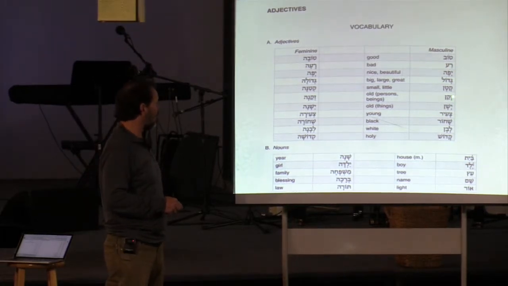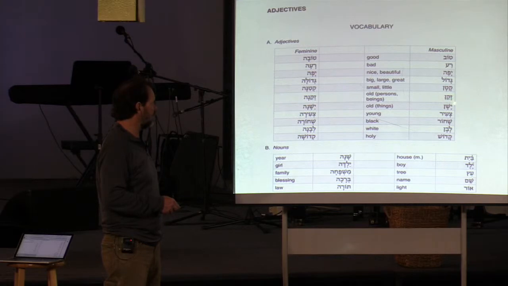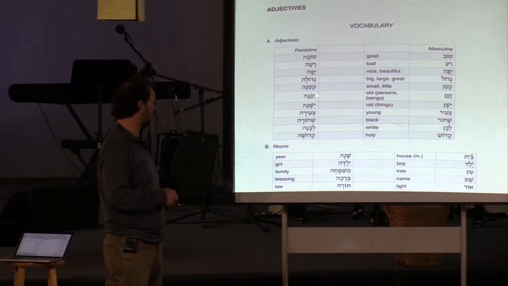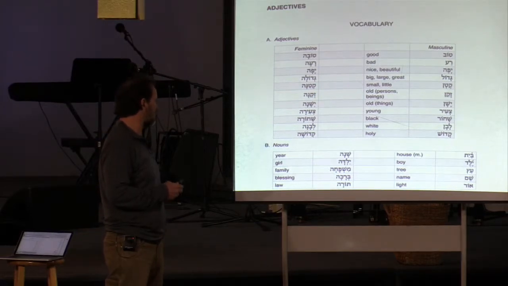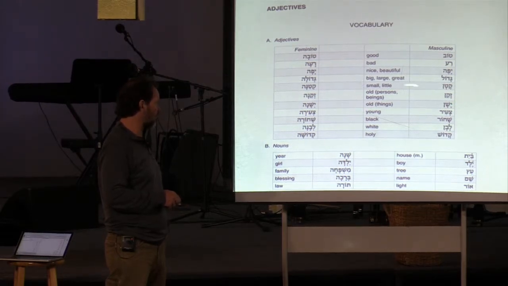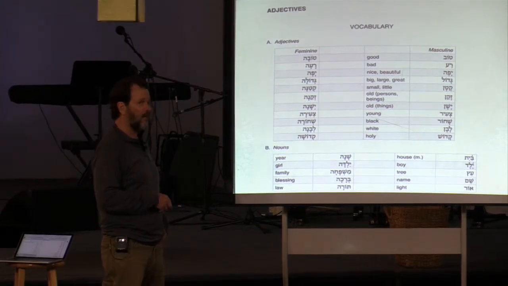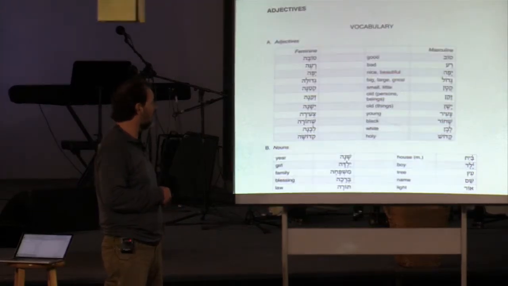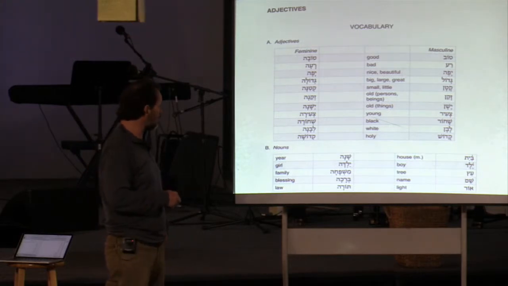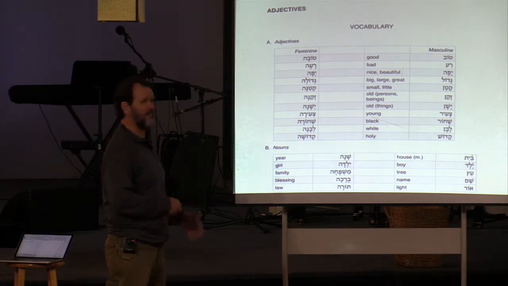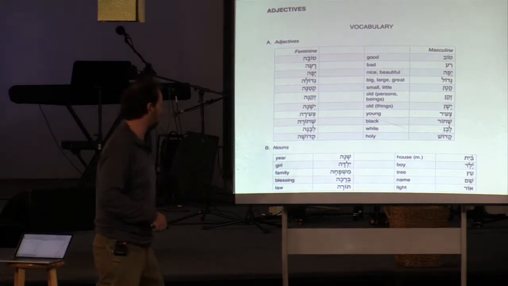So now, no surprises here. Zakin, which is old, old for a person, is now zakina. Okay, zakina. And then yashan, which is another word for old things instead of old persons, it's yashana. Once again, just adding the gametz and the hey, and then having to deal with the other vowels correspondingly to the addition of a new syllable.